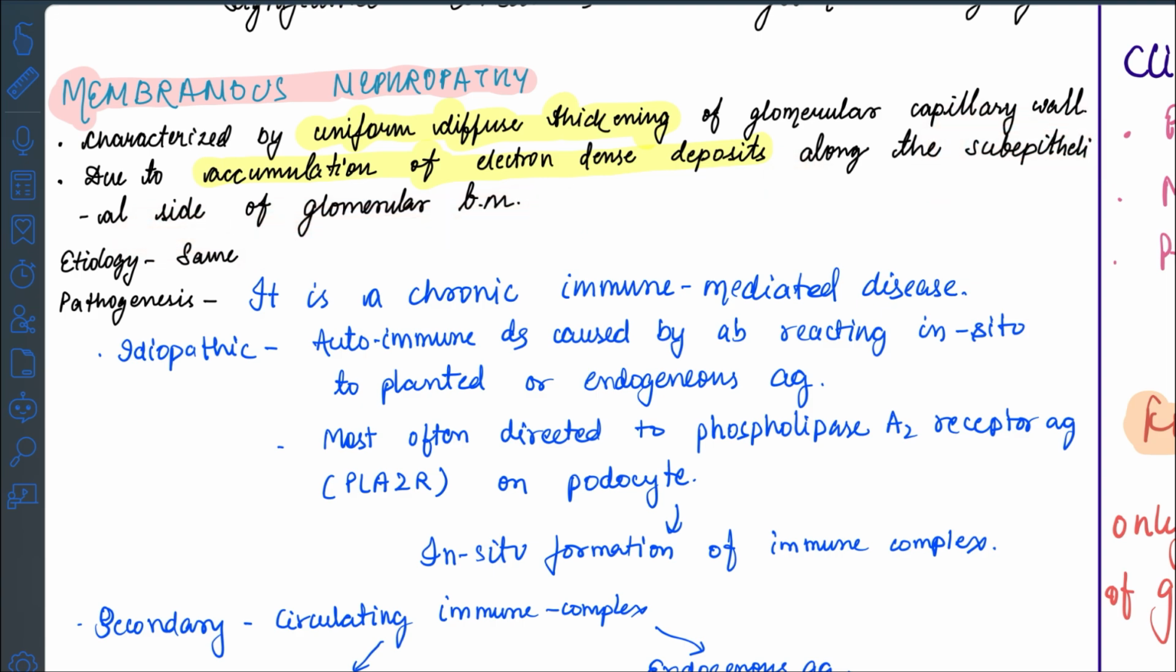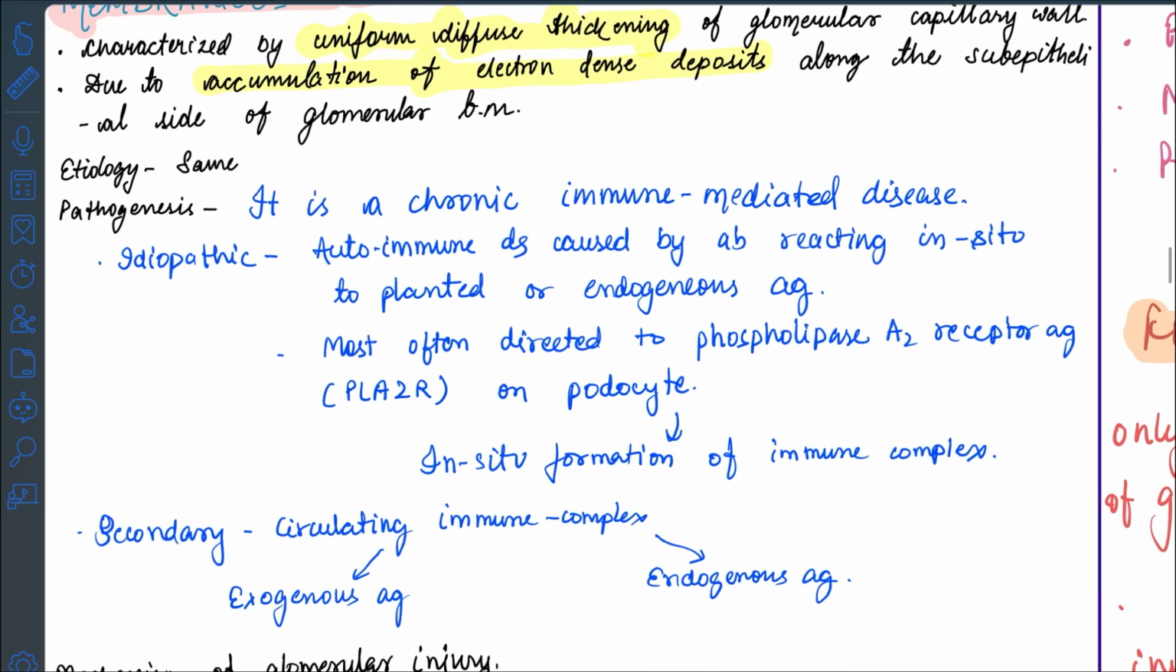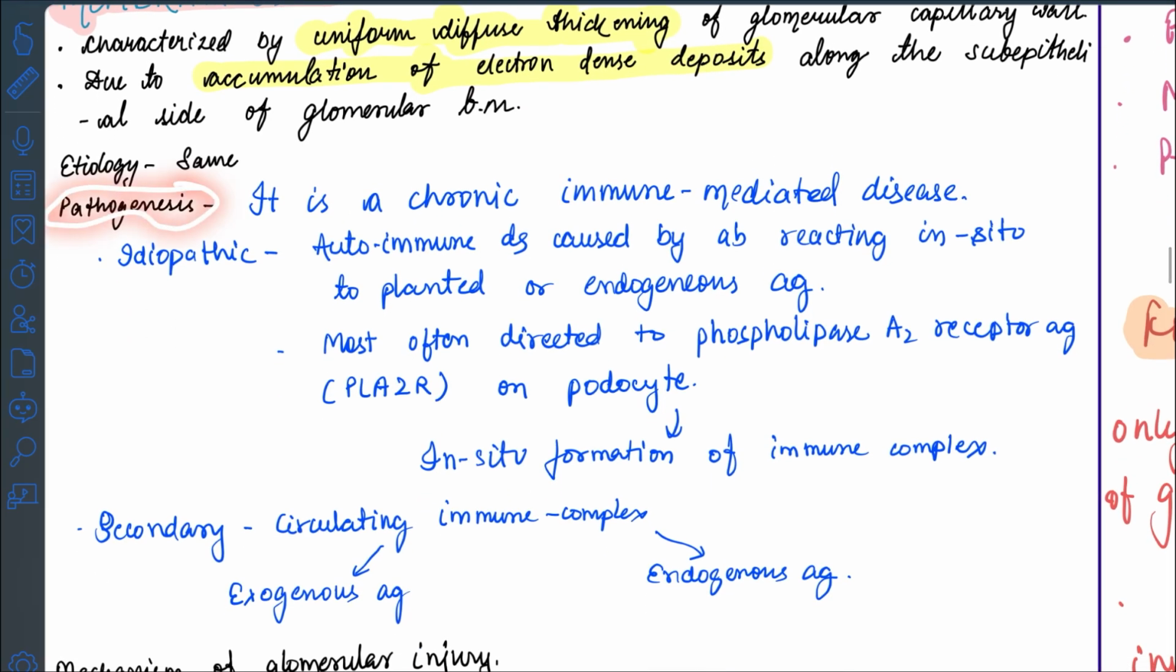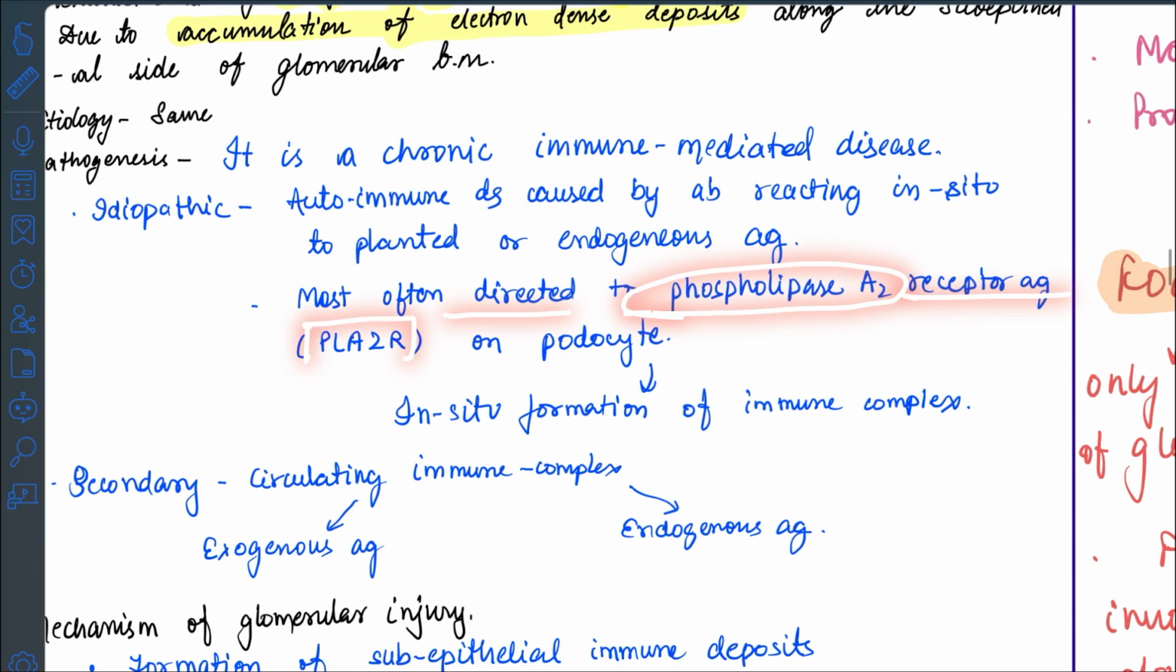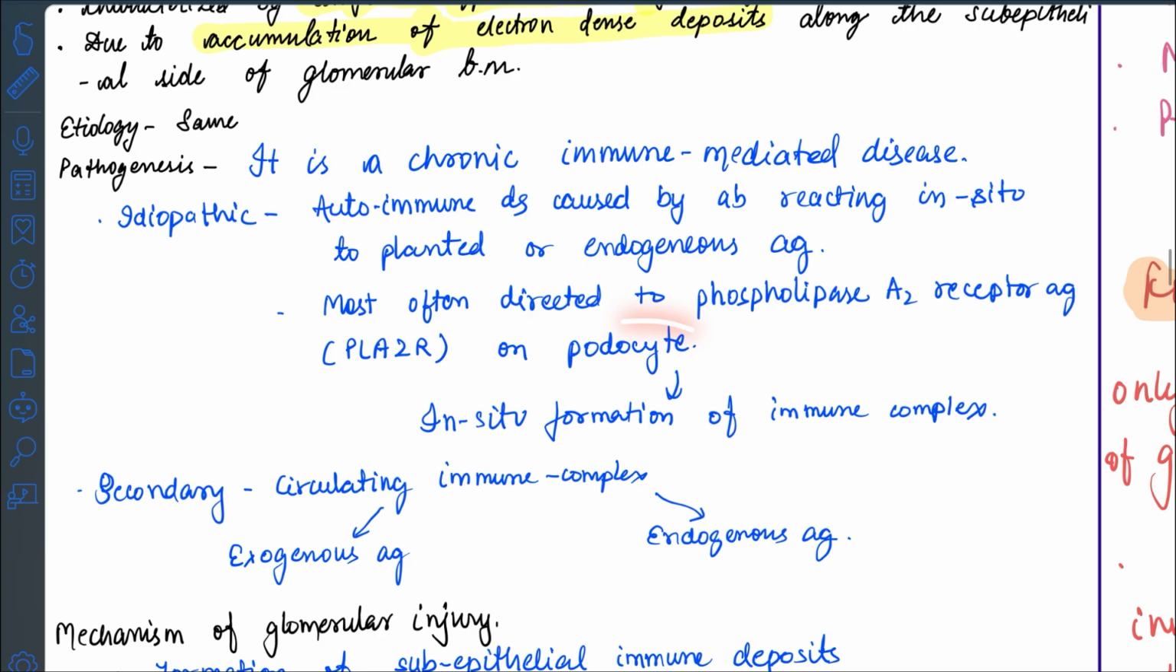Now, etiology is very much same as the other nephropathy we have seen earlier, or glomerulonephritis we have seen earlier in RPGN and others. Now, let's see the pathogenesis. Pathogenesis you'll find quite similar only. It is a chronic immune-mediated disease. Can be idiopathic. Autoimmune disease caused by antibody which react with in situ or implanted or endogenous antigens. They are most often directed to phospholipase A2 receptor antigen, which is PLA2R.